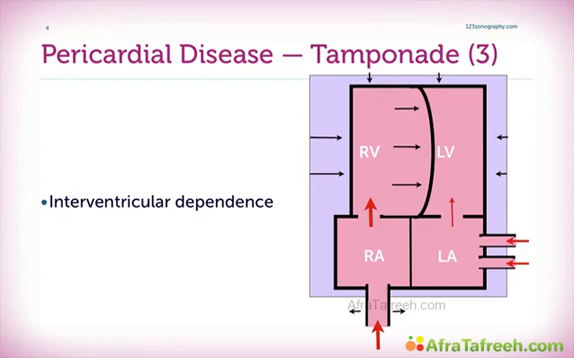Don't forget the principle of interventricular dependence, which occurs in the setting of tamponade, but also in constriction. The typical finding here will be a septal motion towards the left, which occurs with inspiration.